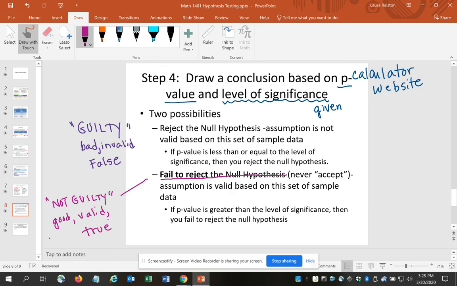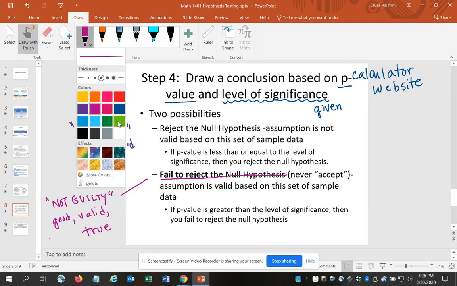And so notice the phrasing: we fail to reject the null hypothesis. We never use the word accept. Because we fail to reject it based on the evidence that we have, or we find an individual not guilty based on the evidence that we have. If we had different evidence, we might come to a different conclusion. So just be careful of your phrasing.